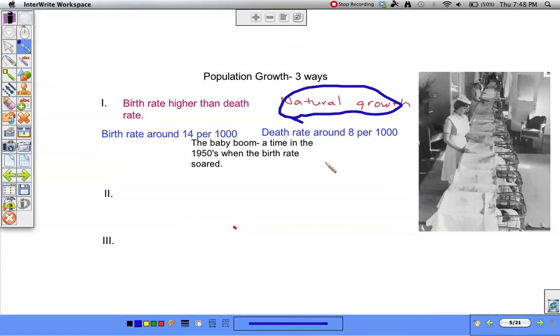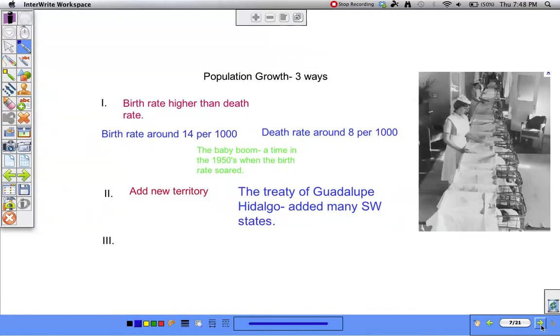Having 6 kids today would be pretty rare, but during the baby boom, that was kind of the expectation. Another way is to add a new territory.